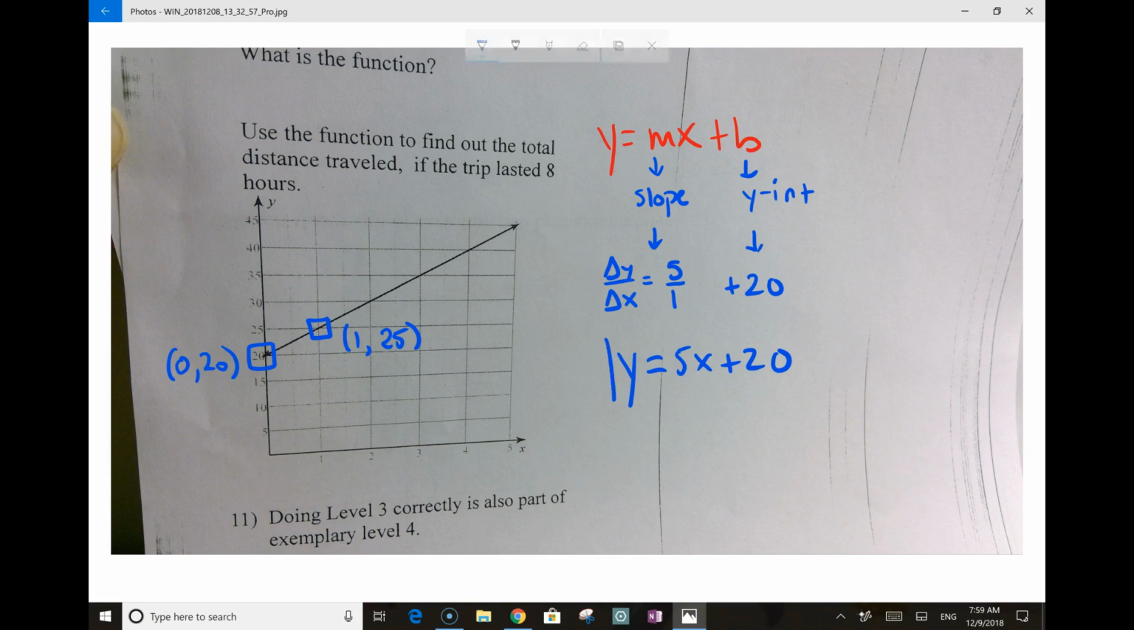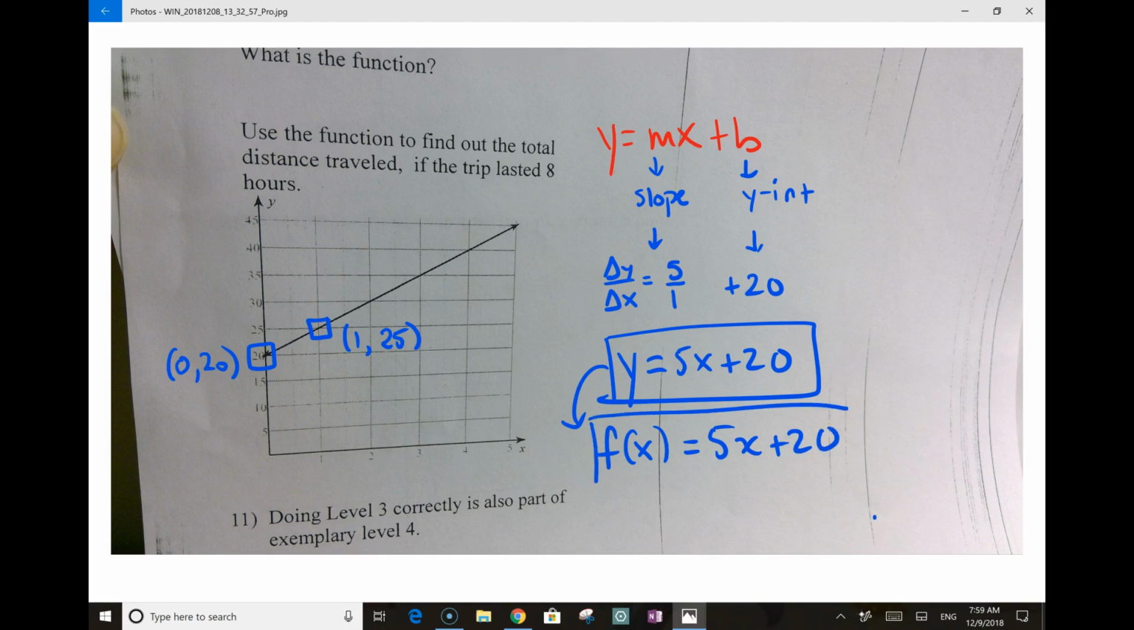Now, technically I'm done. However, the task was to write a function. So to be true to that, I'm going to simply take the y and write it in function notation, which would be f of x, or you can use g of x or h of x, it doesn't matter. But f of x is equal to 5x plus 20 would be the function notation for this line. And again, it means the same thing as just saying y equals 5x plus 20. That y and that f of x are interchangeable with each other.